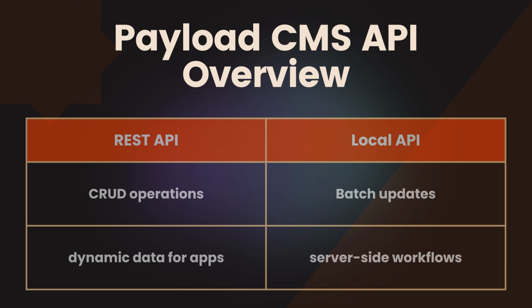Local API. This API enables server-side operations directly within your application, bypassing network latency for faster, secure access. For instance, the local API is perfect for performing batch updates or automating internal workflows that require direct database interaction. It's also useful for running scheduled tasks like data imports or report generation. By choosing the appropriate API for your use case, you can ensure optimal performance and functionality for your application.